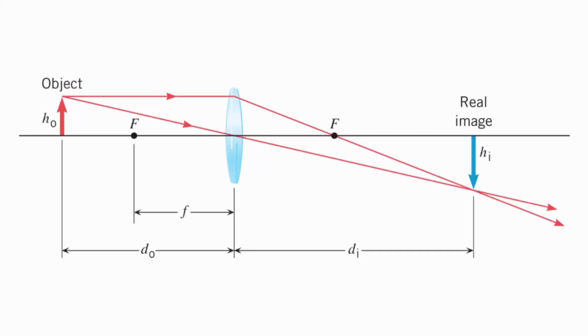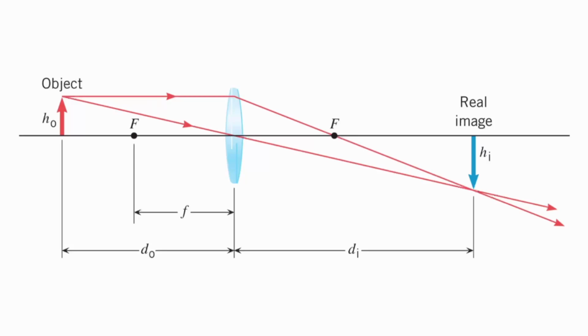Is it real or virtual? And how do you know? It's real. How do you know it's real? Real rays converged. There are no dotted lines, but a ray that left the object went through the lens and converged, or came over the top of each other. And so real rays being present means it's a real image.